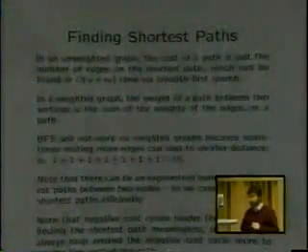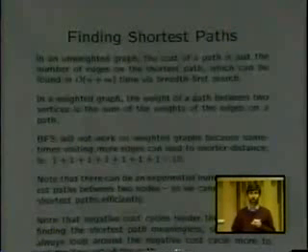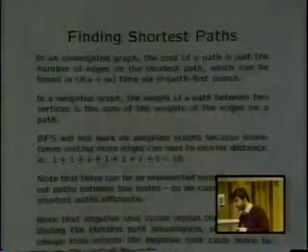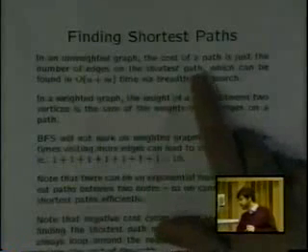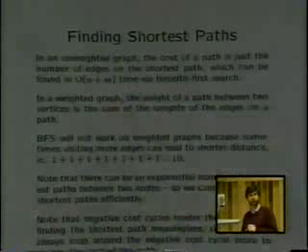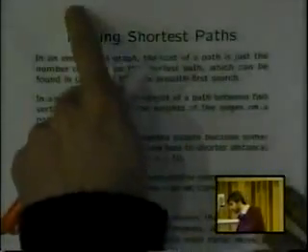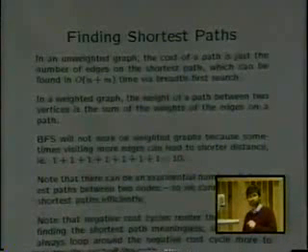Now, how do we find shortest paths in graphs? Well, the first question that's going to matter is whether the graph is weighted or unweighted. If we have an unweighted graph, the cost of a path between two nodes is going to be equal to the number of edges in that path. So in an unweighted graph, the distance between one node and another is basically the path with the shortest number of edges.